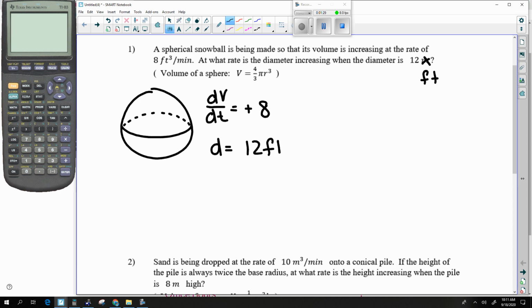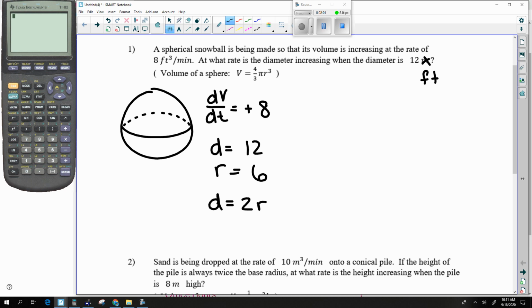All right, now I noticed that the volume formula doesn't use diameter. So it's worthwhile to note that a diameter is 2 radiuses, which is being used. So if I have a diameter of 12, that also implies that my radius is equal to 6. Just put that out there.